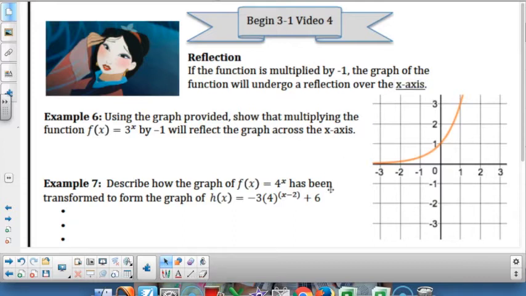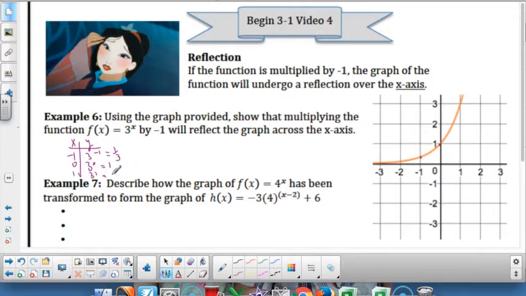So using this graph, we're going to multiply 3 to the x by -1 and see what happens when we reflect that over the x-axis. Well, let's do another t-chart and think about this. When I have an x value of -1, 3 to the -1 power is equal to 1/3. So that's why at -1 we have this fraction value here. 3 to the 0 power is 1. That's where this ordered pair came from. And 3 to the first power is 3, which is why we have this ordered pair here.